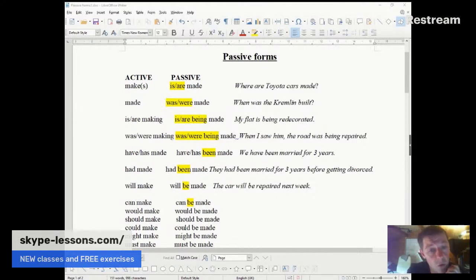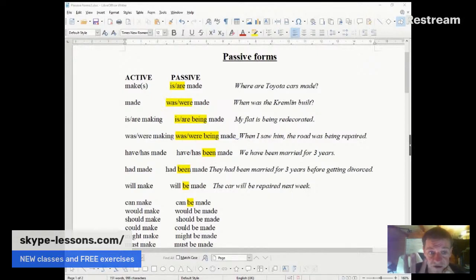So when was the Kremlin built? Yeah, or when was this essay written? Yeah, that would be past simple, passive, and we need 2 words. We need was written, was built. Yeah, we need 2 words in passive, not just 1, even though I made a sandcastle, you just got made in the verb complex. Okay, then we've got is or are making, which will become is or are being made.